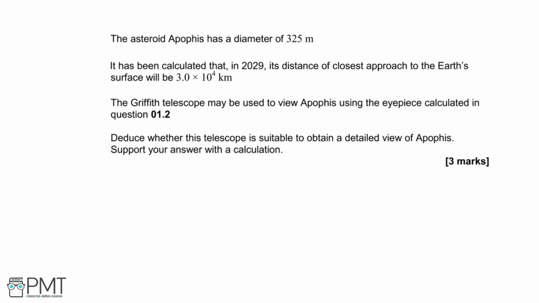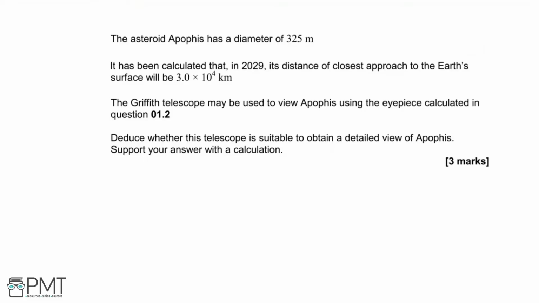The asteroid Apophis has a diameter of 325 meters. It has been calculated that in 2029, its distance of closest approach to the Earth's surface will be 3.0 times 10 to the 4 kilometers. The Griffith telescope may be used to view Apophis using the eyepiece calculated in question 1.2. Deduce whether this telescope is suitable to obtain a detailed view of Apophis. Support your answer with a calculation.